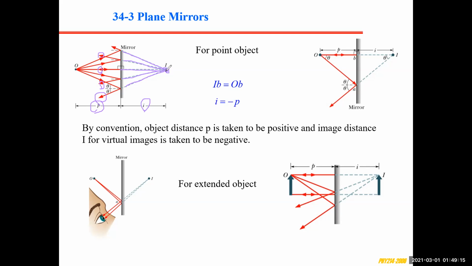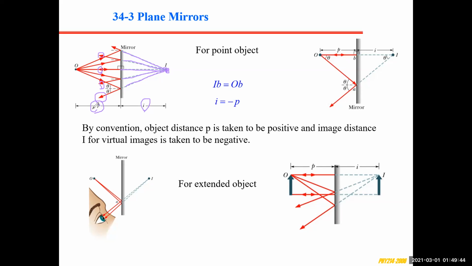Okay, so signs are very important when we talk about how images are formed, because the sign tells you whether that image is real or virtual. If the sign is positive, then it is a real image. They are formed by real light rays. If the sign is negative, then it indicates that the image is virtual. It is formed by virtual light rays.